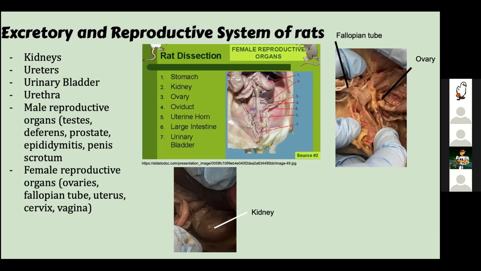The excretory and reproductive systems of rats include kidneys, uterus, urinary bladder, urethra, and our specific rat was a female rat, so it had ovaries, fallopian tubes, uterus, cervix, and vagina. And if we had a male, it would be testes, vas deferens, prostate, epididymis, penis, and scrotum. And we have the female reproductive organs on the screen.